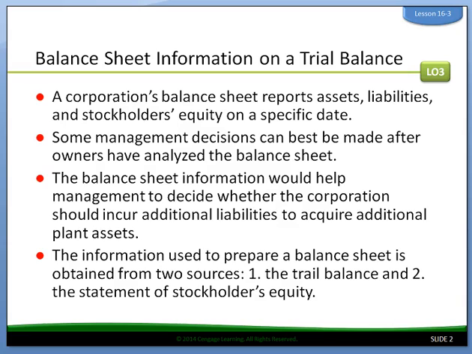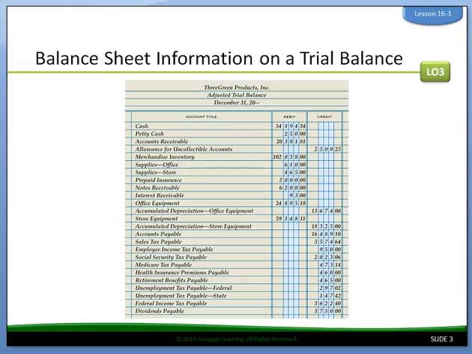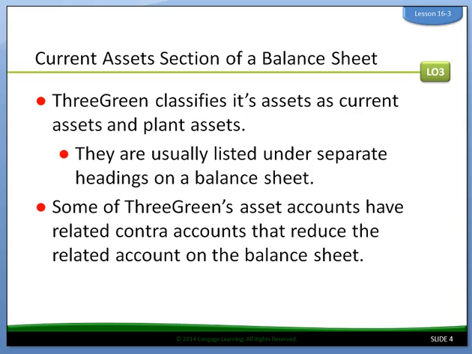The information used to prepare a balance sheet is obtained from two sources, the trial balance and the statement of stockholders' equity. Here we have the adjusted trial balance. We're going to pull information from this. 3 Green classifies its assets as current assets and plant assets. They're usually listed under separate headings on a balance sheet.